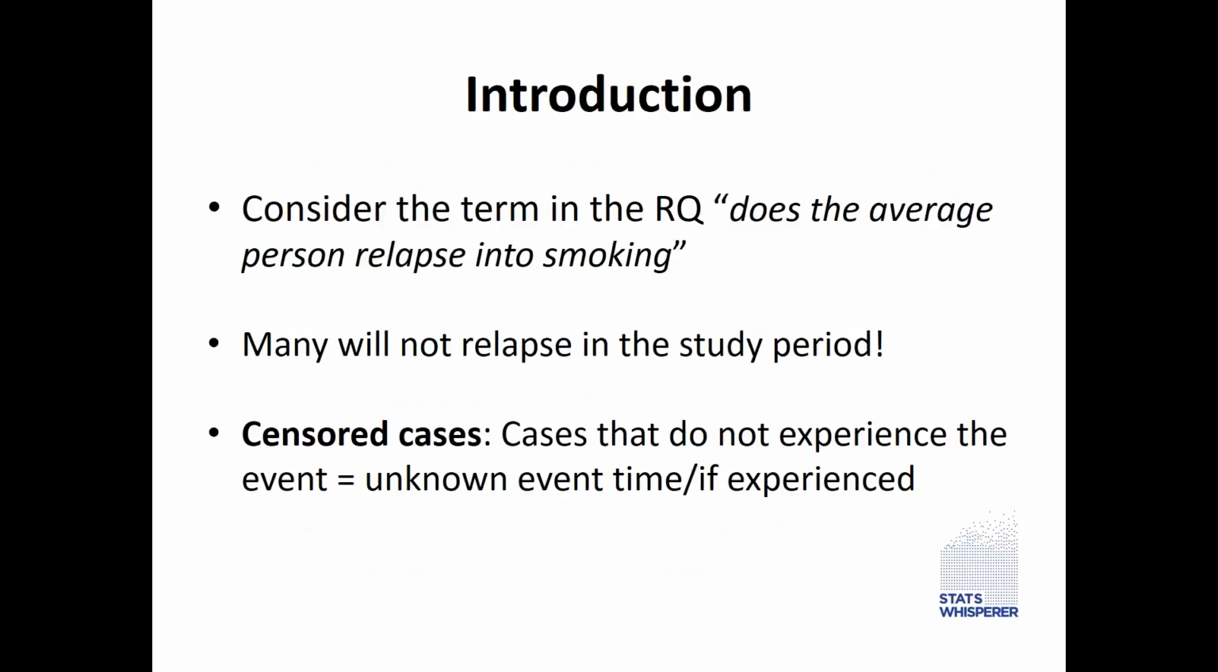Censored cases are cases where the study participant does not experience the event, such as relapse, over the study period. They may be censored because they drop out of the study, attrition, or they might be censored because at the end of the study period they still didn't experience the event. Censored cases are an important term for survival analysis.